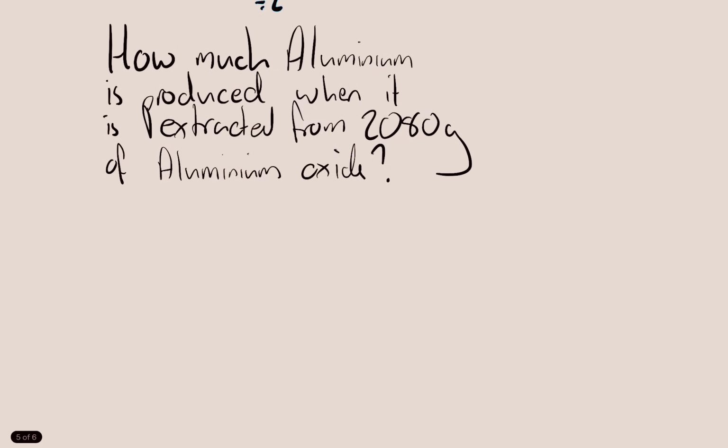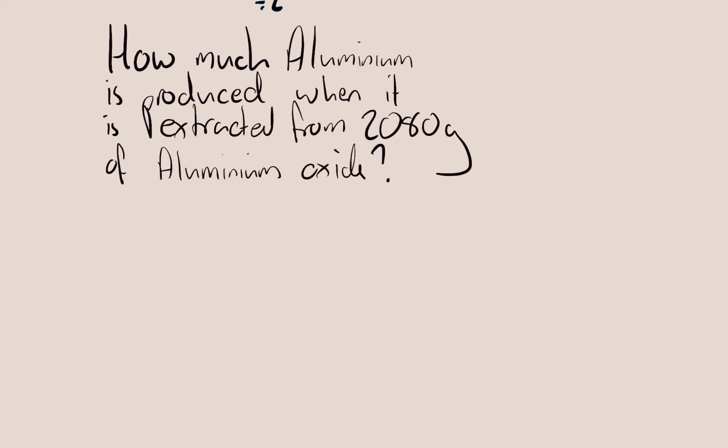So, how much aluminium is produced when it is extracted from 2,080 grams of aluminium oxide? Again, bigger numbers, not scary. We just deal with them in exactly the same way. So, first step, again, you're probably going to be given the equation, but why not give it a go like this first of all? So, aluminium oxide.